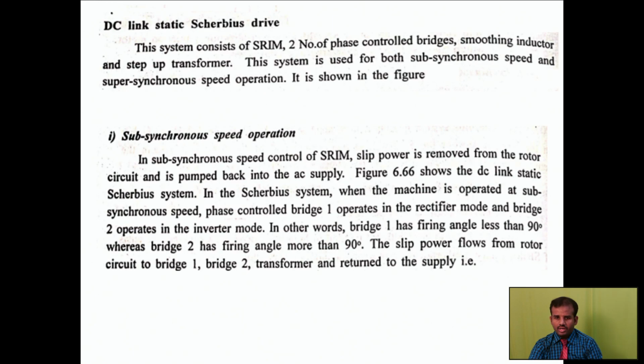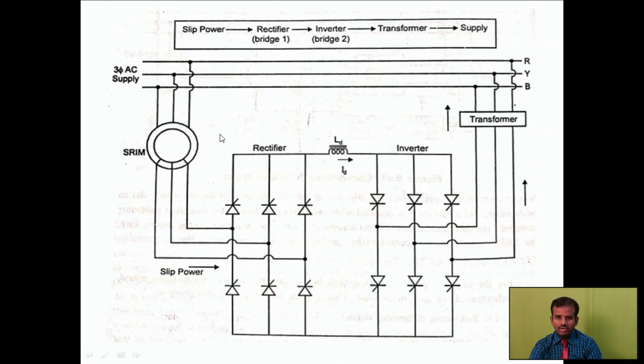In other words, bridge 1 has a firing angle less than 90 degrees, and bridge 2 has a firing angle greater than 90 degrees. Then only it operates as an inverter. If the firing angle is less than 90 degrees, the converter operates as a rectifier; if the firing angle is greater than 90 degrees, the converter operates as an inverter, varied from 90 to 180 degrees. In rectifier mode, the firing angle varies from 0 to 90 degrees.